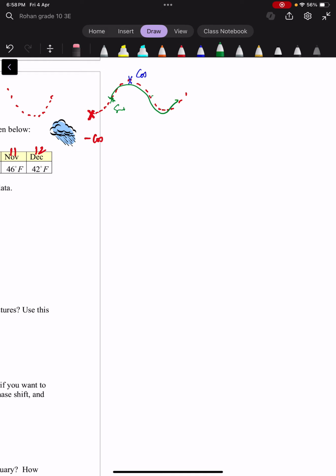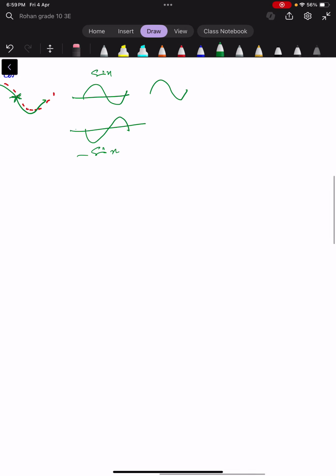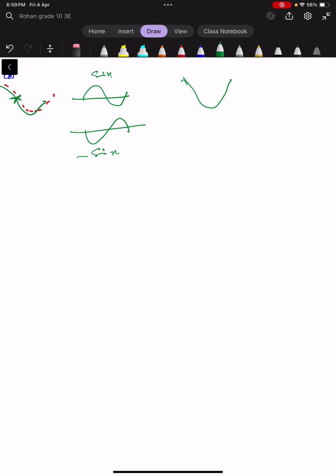I see. I didn't know that this was minus cos. So this is your cos. This is your minus cos. This is your sine. This is your minus sine. Your cos starts from max, like a quadratic. And this is your minus cos. So it depends on where you start.